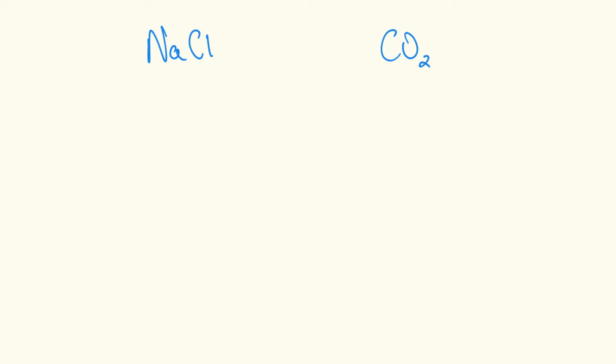The first one starts with the metal. This tells you that this must be an ionic compound. The second one starts with a nonmetal. This tells you that this must be a covalent compound. And so the requirement for an ionic compound is that it must start with a metal. The requirement for a covalent compound is that it must start with a nonmetal.